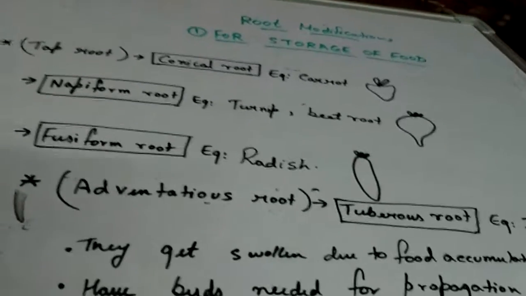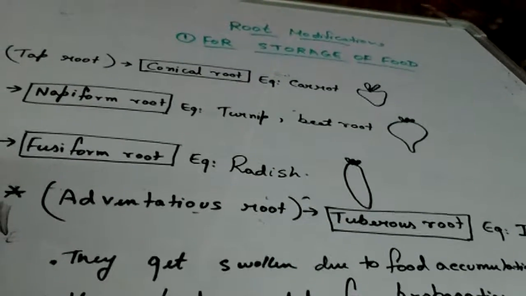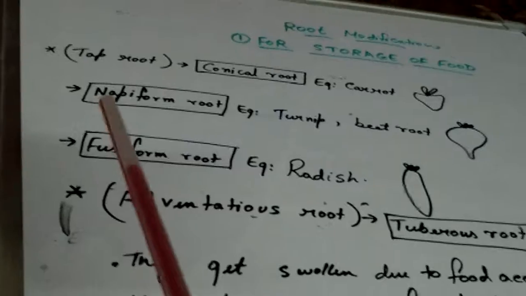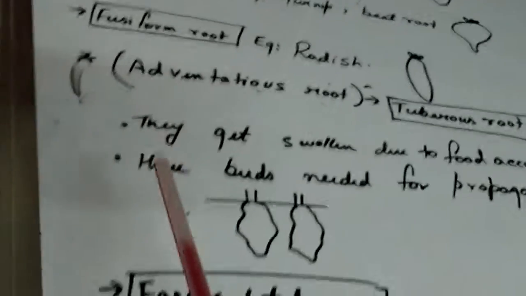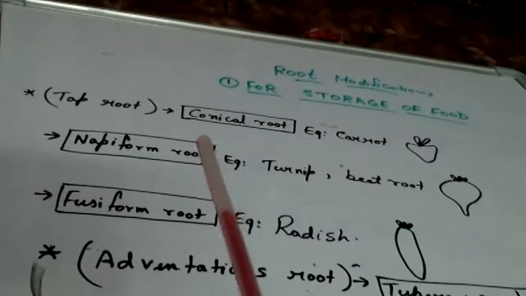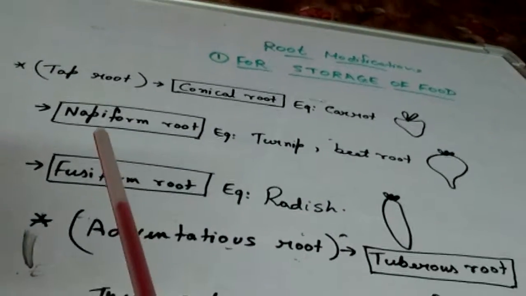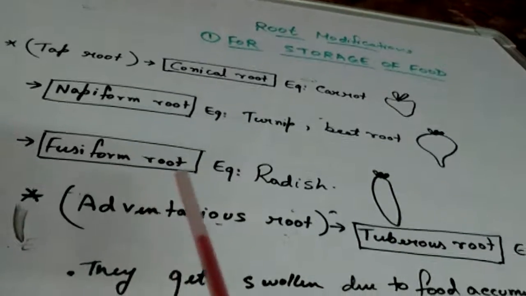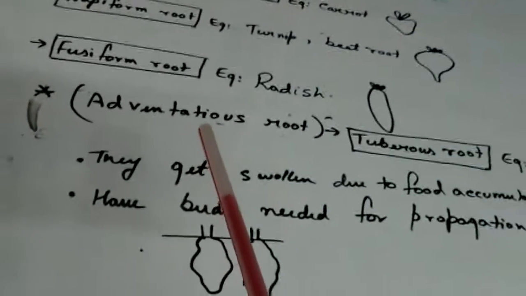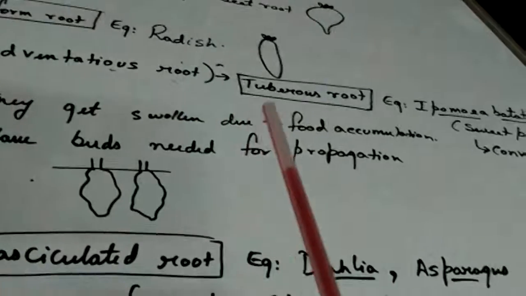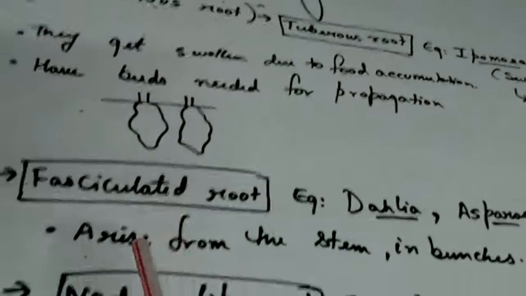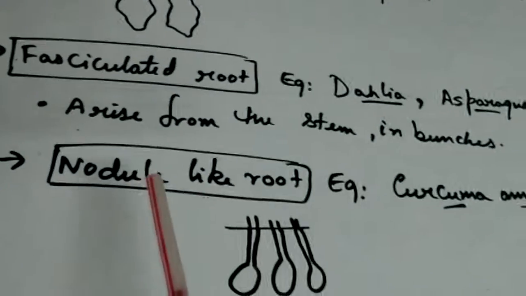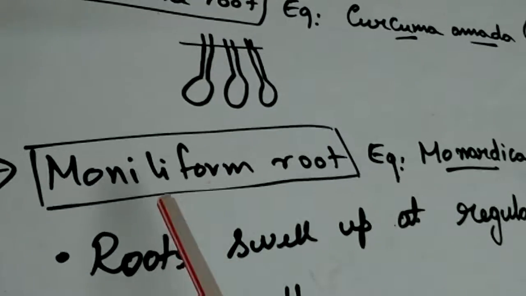So once again, root modification, first is for food storage: taproot, then adventitious root. Under taproot we have conical root, example carrot, napiform root, example turnip, beetroot, fusiform root, example radish. Under adventitious roots we have the following categories: tuberous root, fasciculated root, nodulose root, and moniliform root.